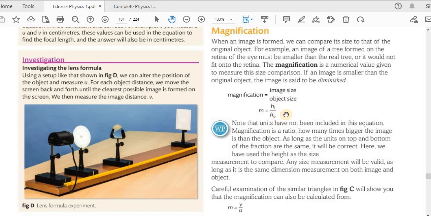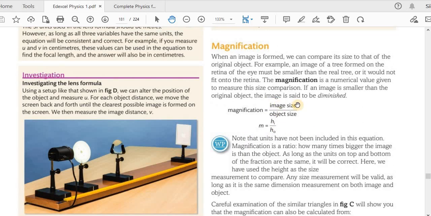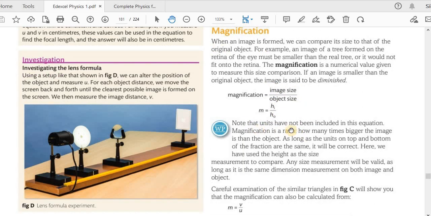If it's less, we get a number which is less than 1, between 0 and 1. So image size, I for image, O for object, divided by object size, M for magnification. Again, very simple. Note that units have not been included in this equation. Why? Because we can have the same unit here, they can cancel out. But again, this is image size divided by object size.